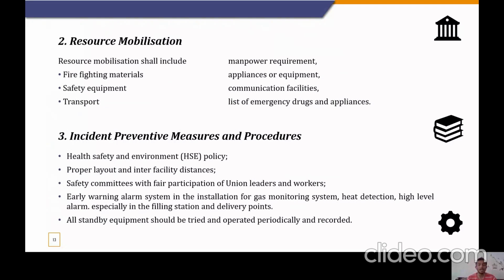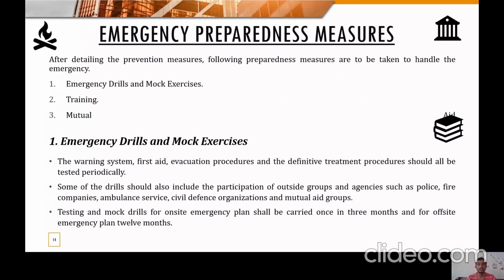Early warning alarm system is installed at a city monitor, and the proper layout and the inter-facility distance are required for the city gate station. Now, those were the prevention measures. Now we are coming to the preparedness measure.